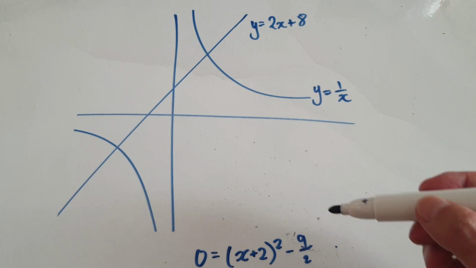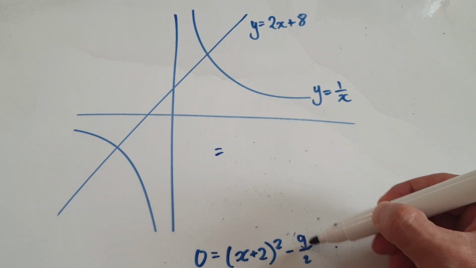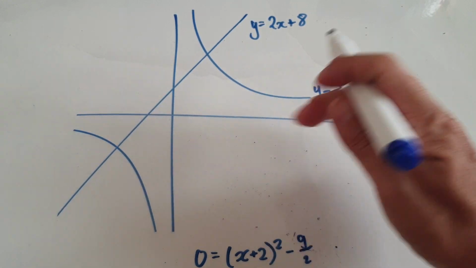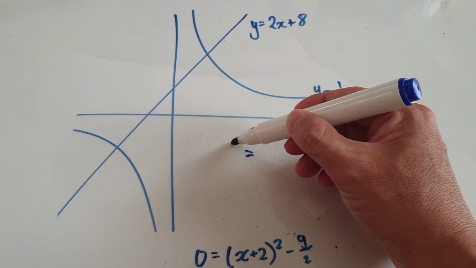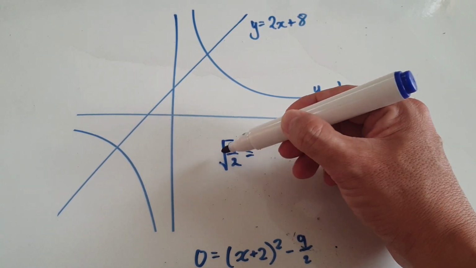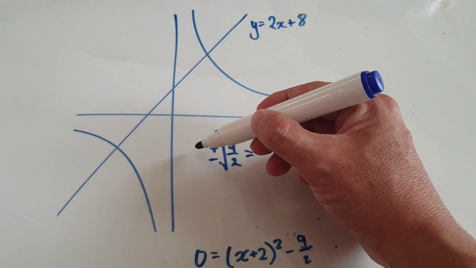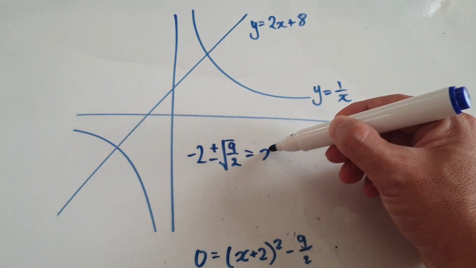Now the rest is easy. Rearrange it to make x the subject. I'm going to do it in one go. Add this fraction here, 9 over 2, and then square root. I will get the positive version and the negative version. And then I'm going to take away 2. So x equals that.